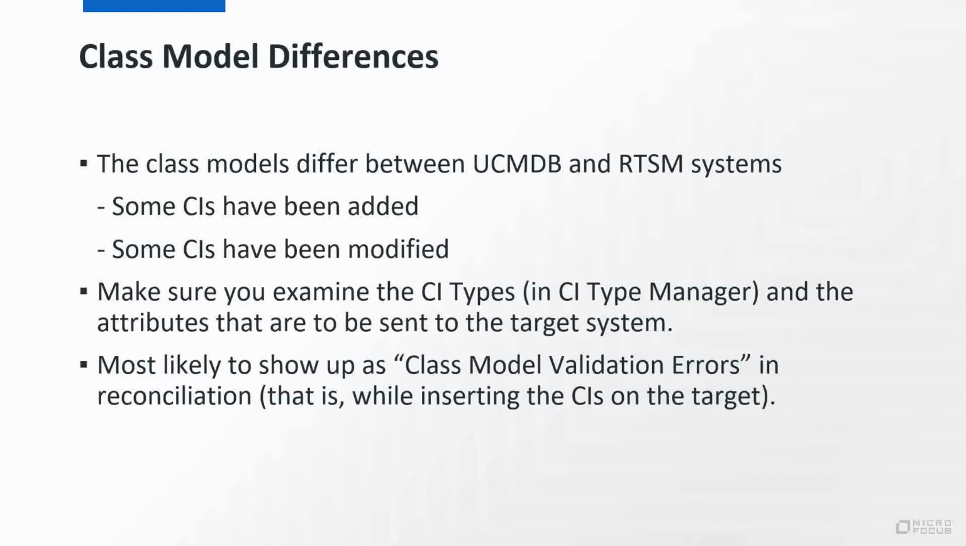So make sure that you examine the CI types that we're going to be pushing between the systems and make sure that the attributes exist on the target system. If you do not, these are most likely to show up as class model validation errors in the reconciliation logs on the target. That is, while we're inserting data on the target system. Don't skip this step. It's also important to make sure that custom classes or custom attributes exist on both systems with the same name because we can't map one name to another.